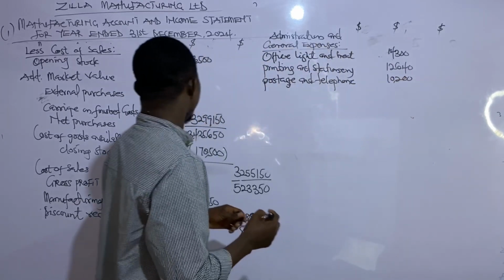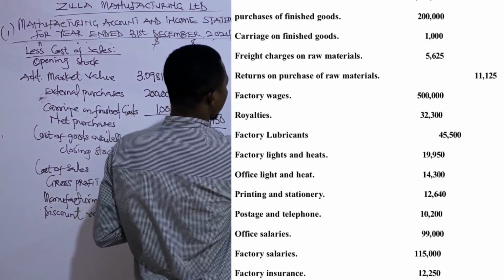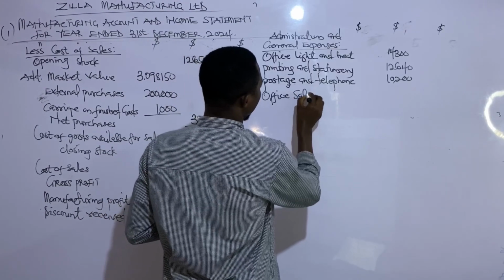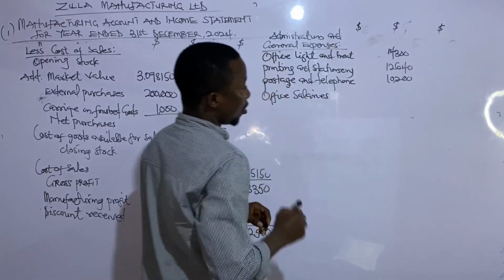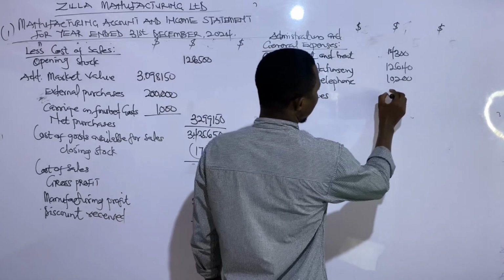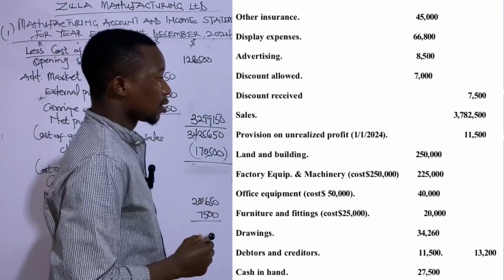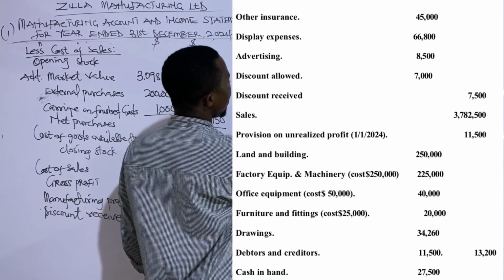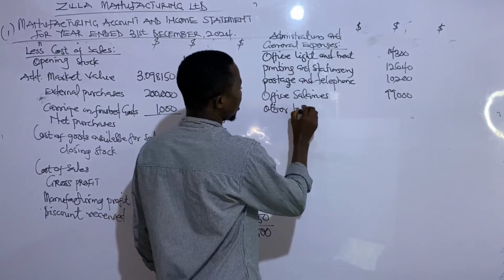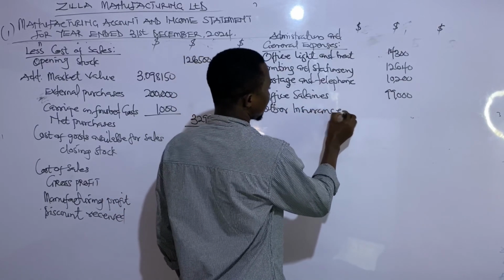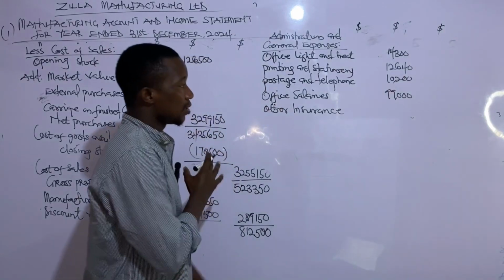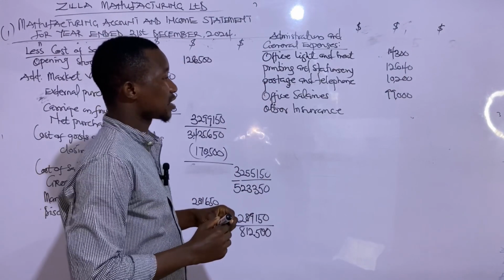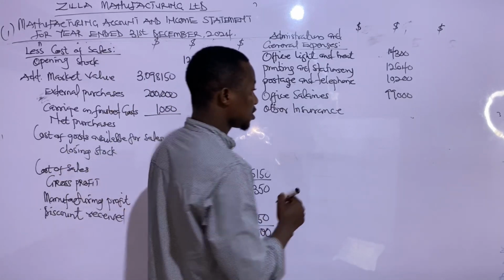Good. From there, we also have office salaries. From the question, office salaries. Office salary is also 99,000. Then we also have other insurance. Remember, we have factory insurance and other insurance. The factory insurance has been captured under the factory overheads, but the other insurance will be under administration and general expenses, and that is an amount of 45,000.